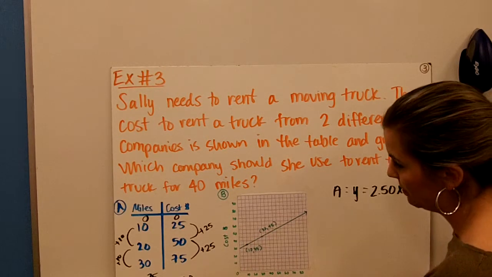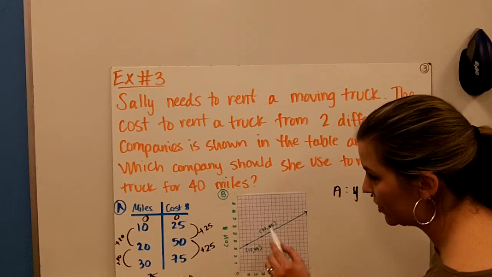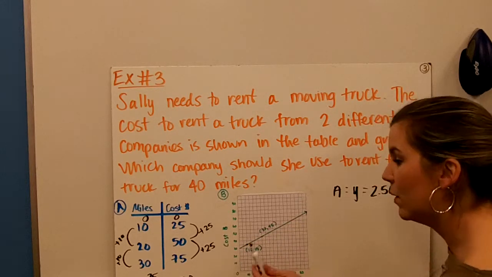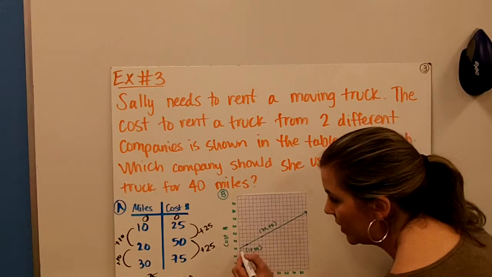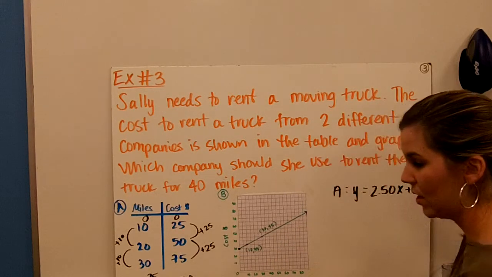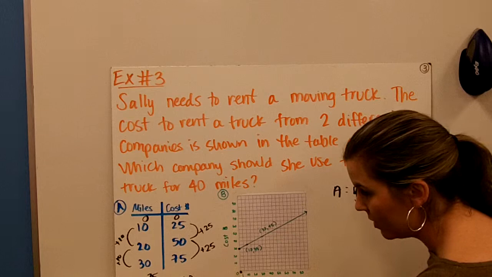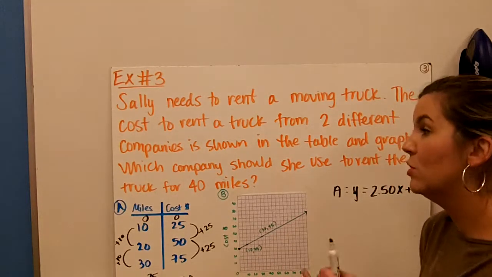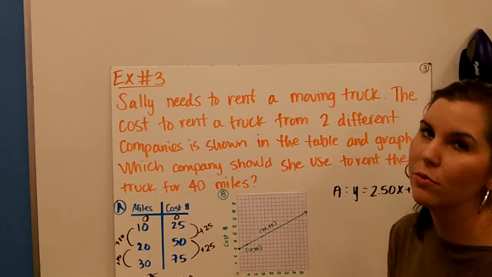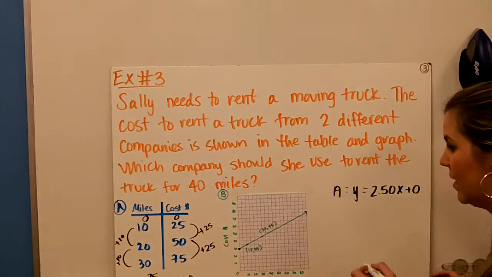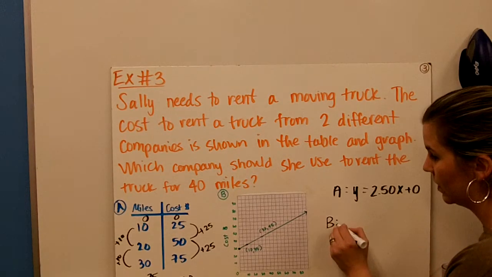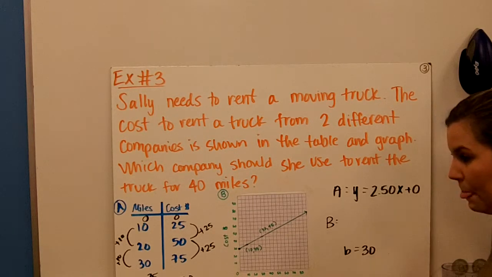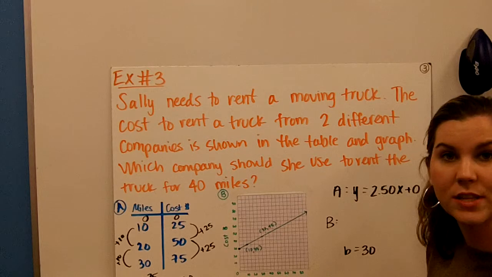Here's company B. Now, we're given 2 ordered pairs and a straight line through them. Now we can see the y-intercept is right here. At no miles, they're going to charge you $30. So just to use Company B's truck at all, before you drive it anywhere, you're going to pay $30. So that means the y-intercept is 30. Now the rate of change, that's our slope.